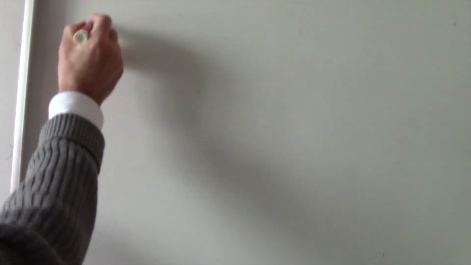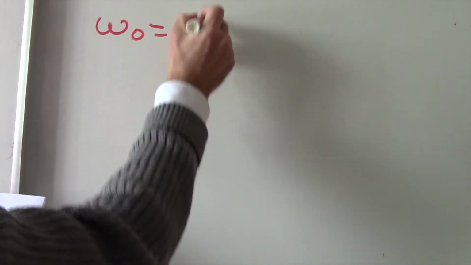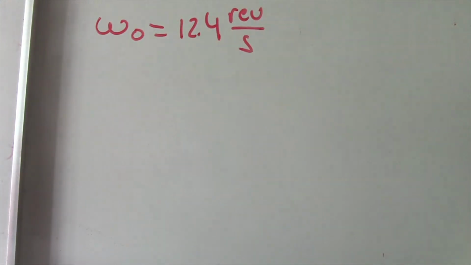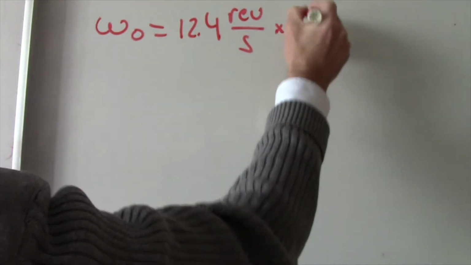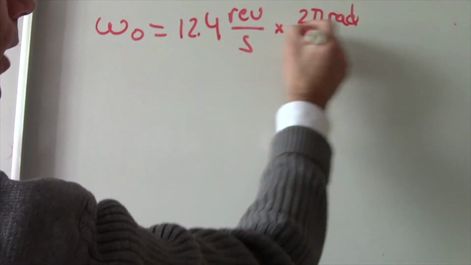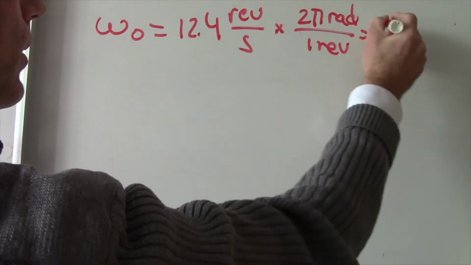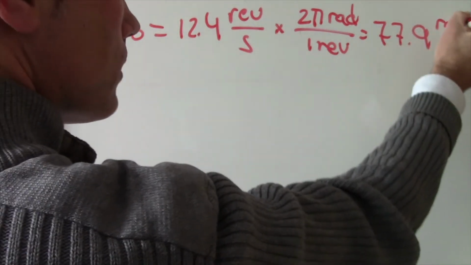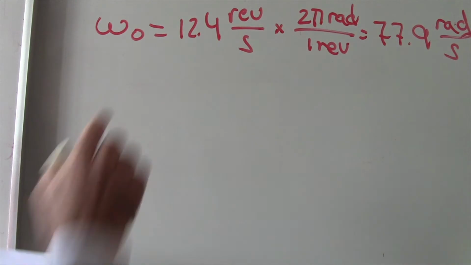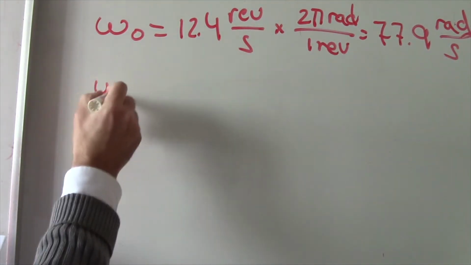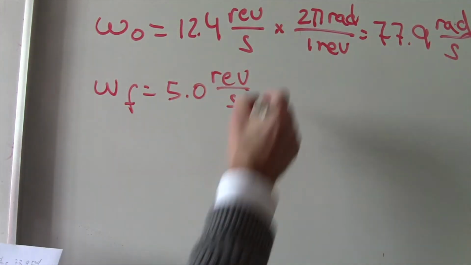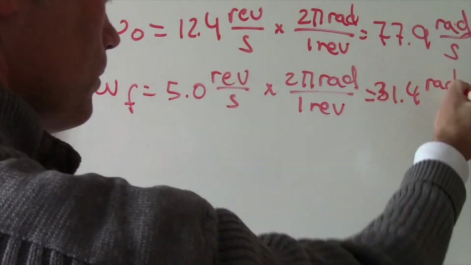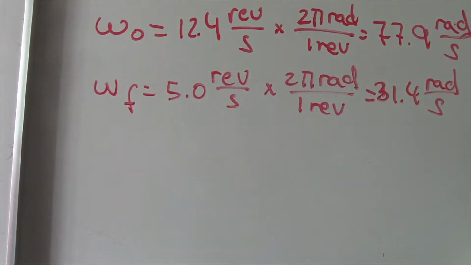The data that we have are omega 0 is equal to 12.4 revolutions per second, and the first thing we need to do is change from revolutions per second into radians per second, so we multiply by 2 pi radians and divide by 1 revolution, and we get 77.9 radians per second. That's the initial angular velocity. The final angular velocity is 5.0 revolutions per second. We do exactly the same, and that's the final angular velocity in SI units.